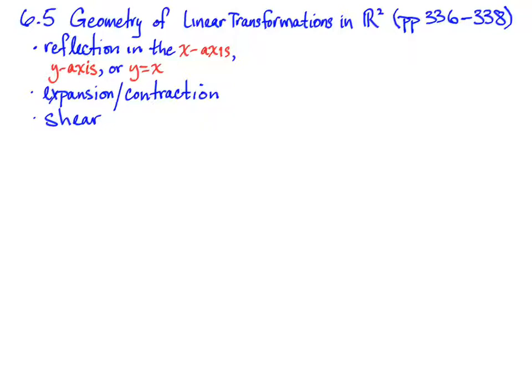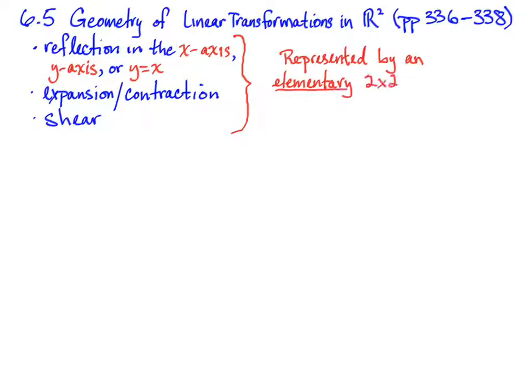It's very different. So these three types are basic because each of these types is represented by an elementary 2x2 matrix. And you have to remember what an elementary matrix is. Remember that an elementary matrix is a matrix that you get from the identity matrix using a single elementary row operation. Okay, not more than one at a time. So let's just start looking at the reflections.